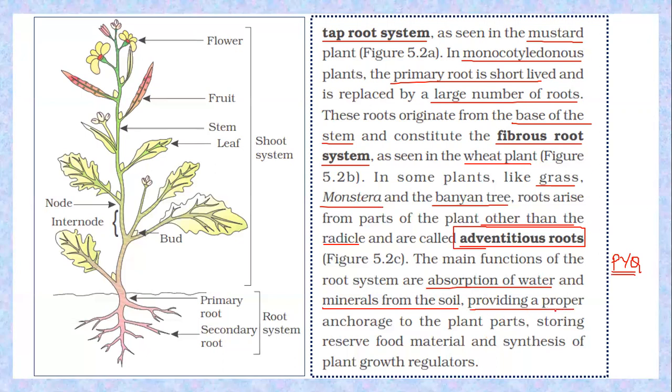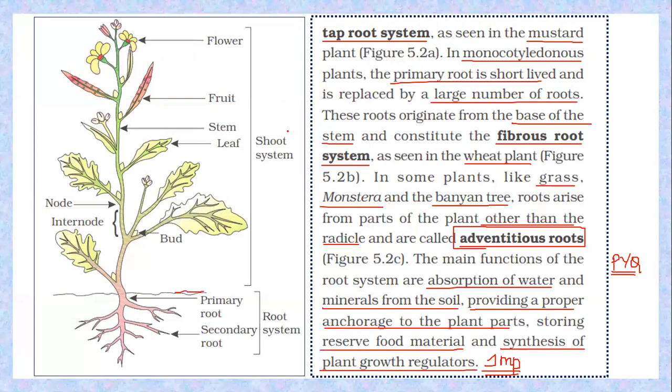They help to provide proper anchorage to the plant parts, and store reserve food material. And this is an important statement which everybody will fail to answer: synthesis of plant growth regulators. Very, very important. So roots of the plant play an important role in the synthesis of certain plant growth regulators, that is, plant hormones.